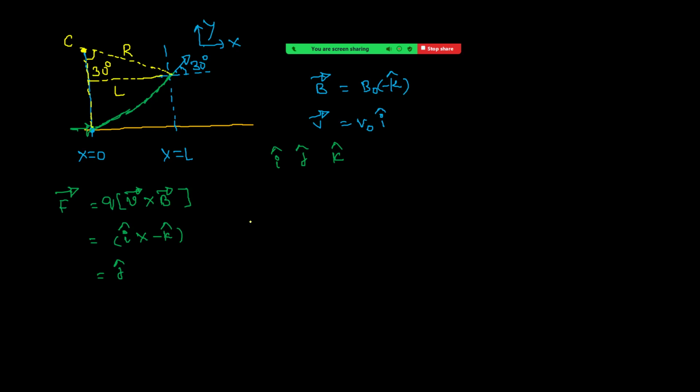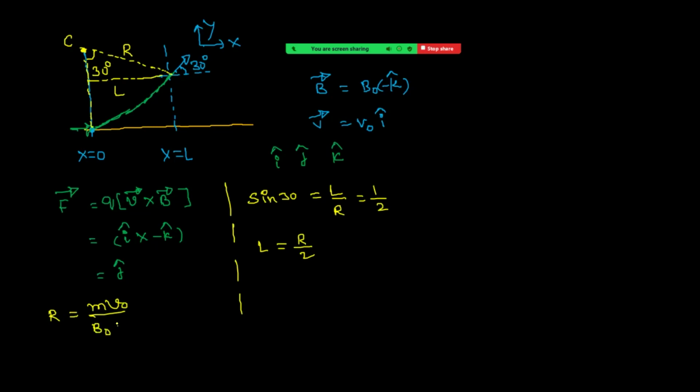That means sine 30, that is 1 by 2. Sine 30 equals L by R, opposite by hypotenuse. Sine 30 means 1 by 2. That means L equals R by 2. And we know that the radius is equal to mv by bq. V means here V naught, B means B naught, mv by bq. Okay, the R value is known. That means now the L value is known.